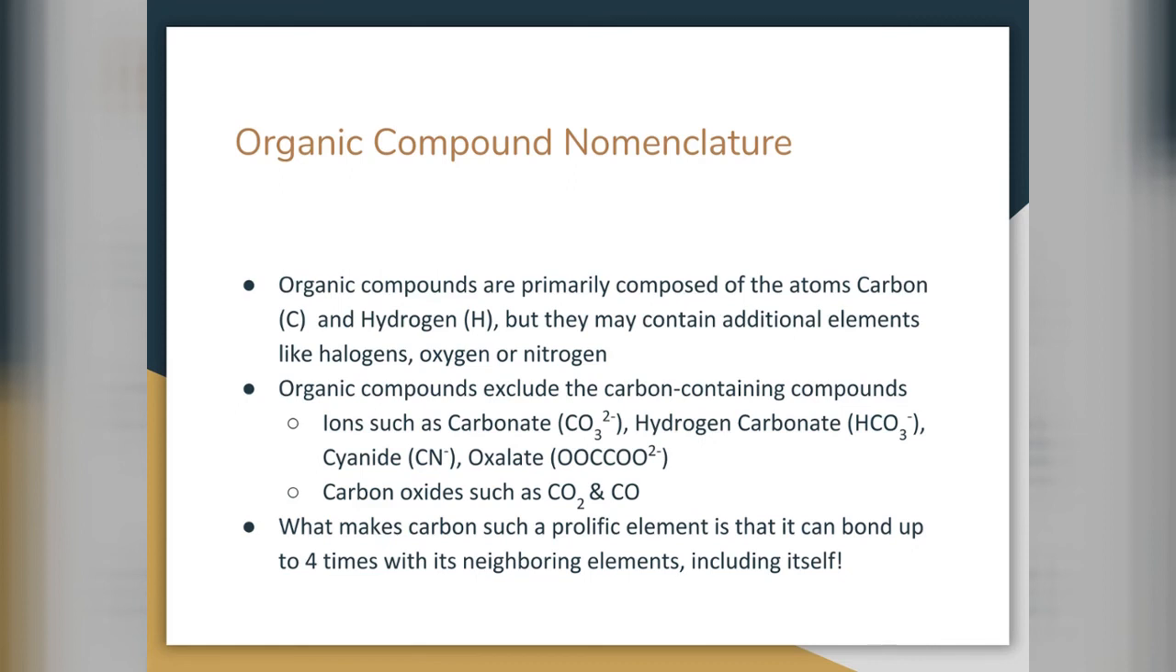Today we're going to be talking about organic compound nomenclature. Organic compounds are primarily composed of the atoms carbon, with the symbol C, and hydrogen, with the symbol H. But they may contain additional elements such as halogens, oxygen, or nitrogen. What makes carbon such a prolific element is that it can bond with up to 4 of its neighboring elements.